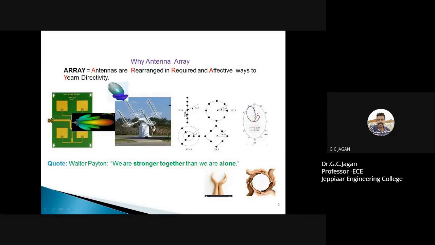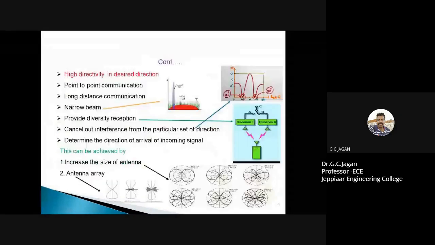If these elements are arranged in a circular fashion, we call this a circular array. Or we can arrange them in star fashion, then it is called a star array. So array means arranging n number of elements and combining the radiation pattern of all the antennas to get better directivity. Here we can achieve high directivity in a desired direction.